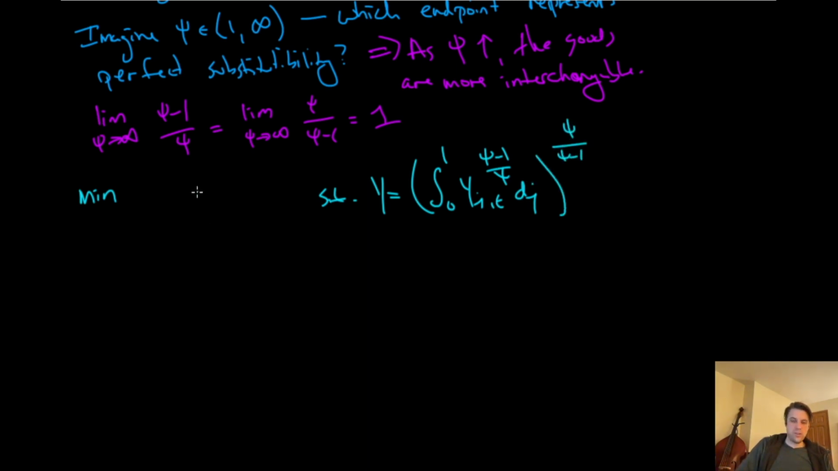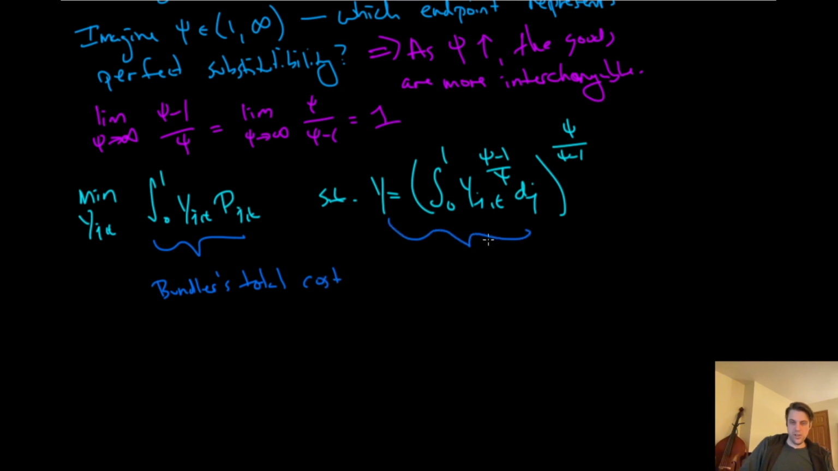Okay, now what's their total cost? They're going to choose a yjt. So they have to choose infinity of these yjt's. And what will they pay for them? Well, for all of these infinite yjt's, they're going to pay the price pjt. So this is the total cost. This is the bundler's total cost. And this is the bundler's production function.